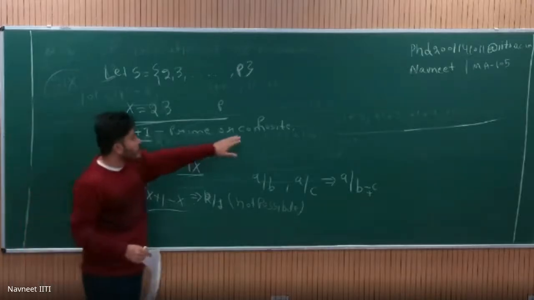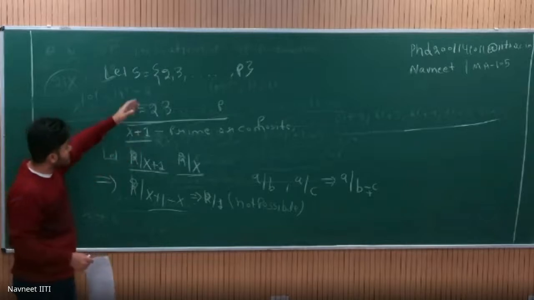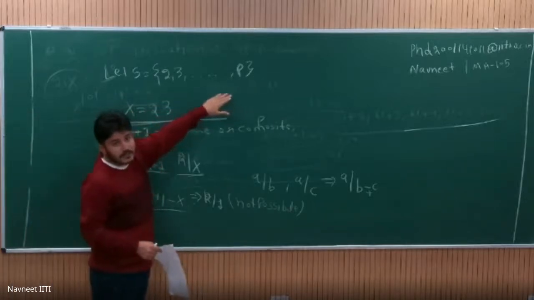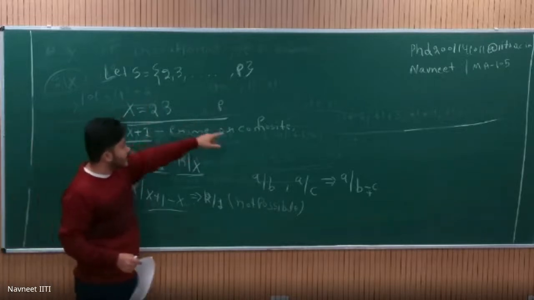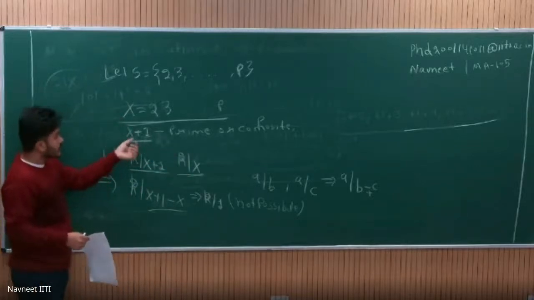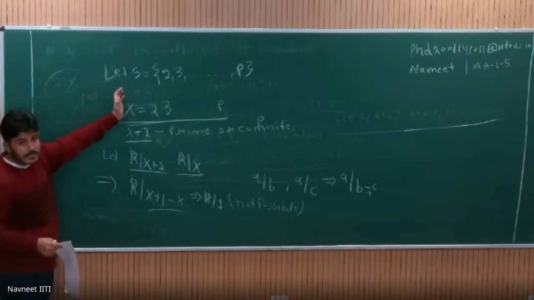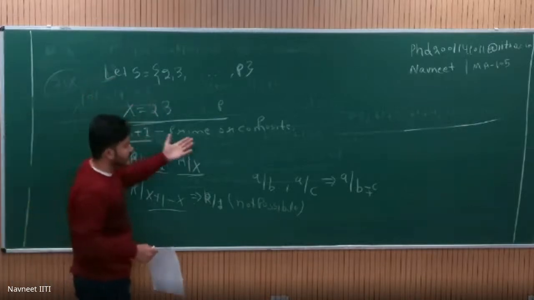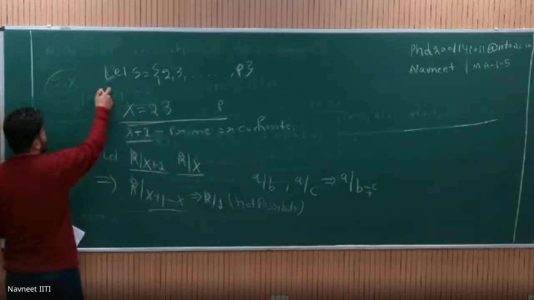If it is a composite number, there should exist a prime number which divides it. But the prime numbers are only these ones in our hand. Now x plus 1 is neither prime nor composite. That means something is wrong in our assumption, which is a contradiction, because every number is either prime or composite. Okay? That means this set must be an infinite set. Is it clear or not?